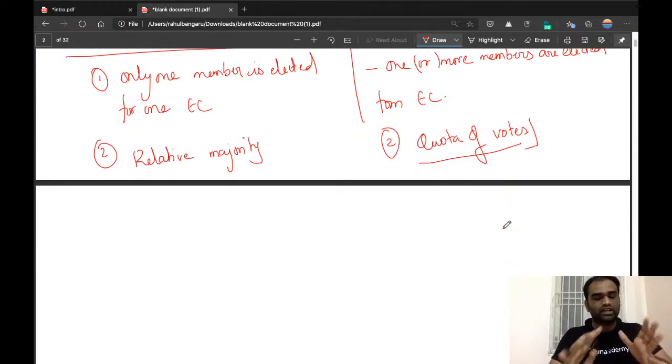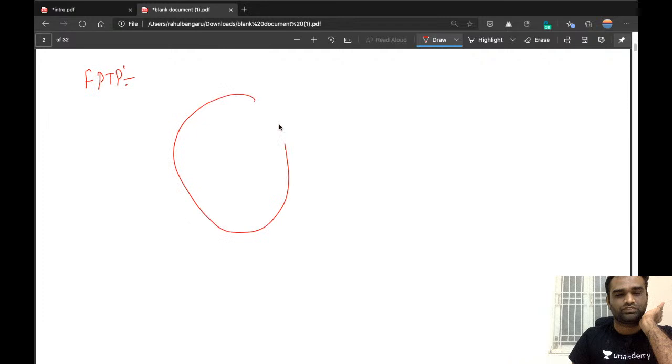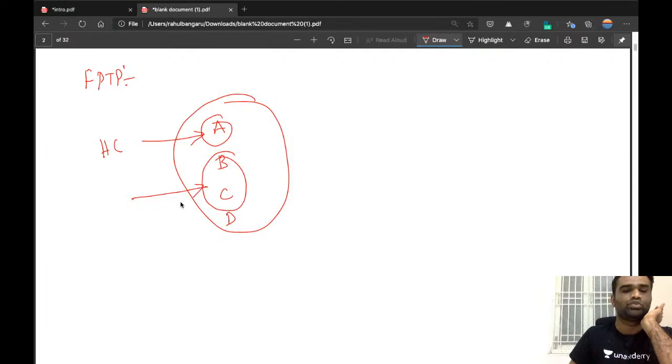Now let's take a look deeply at the first past the post system. See here, in first past the post system, there is an electoral college. Now in this electoral college, we have political party A, political party B, political party C, and political party D. Political party A is completely represented by higher caste. Political parties B and C are represented by OBCs. Political party D is represented by scheduled caste as well as scheduled tribes.